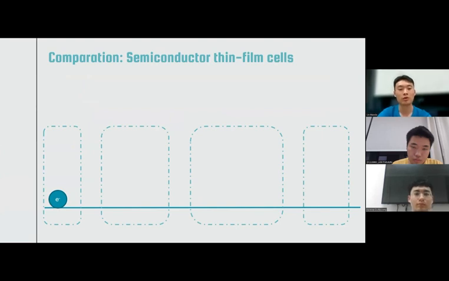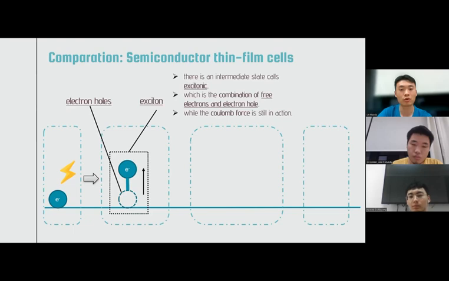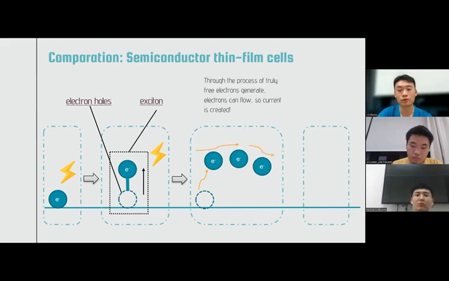So it works like this: when the electrons receive the solar energy, they will shoot up and leave electron holes. They combine due to the Coulomb force. This combination is called an exciton. It is the intermediate state. After receiving solar power again, it will shoot up and become truly free electrons. This process is flowing, and this flowing can generate the current.